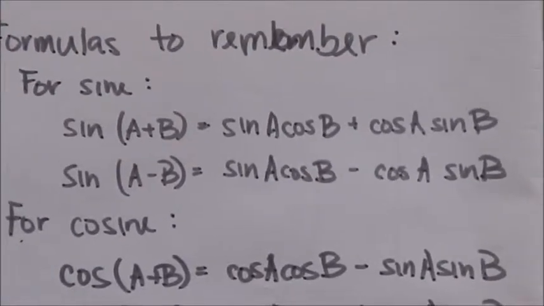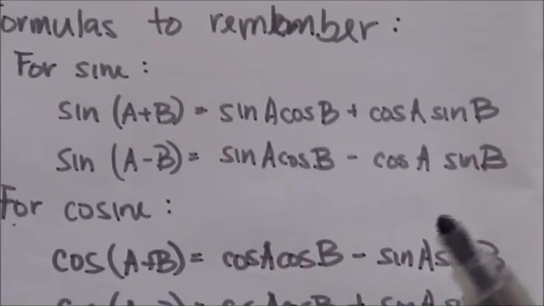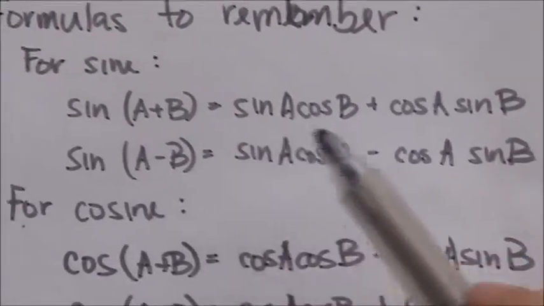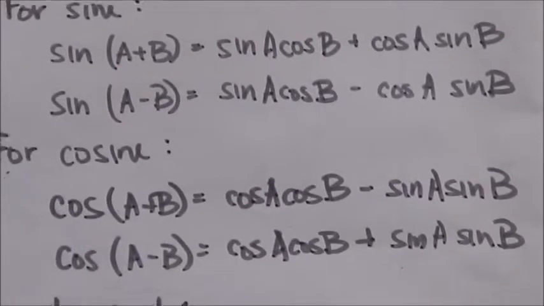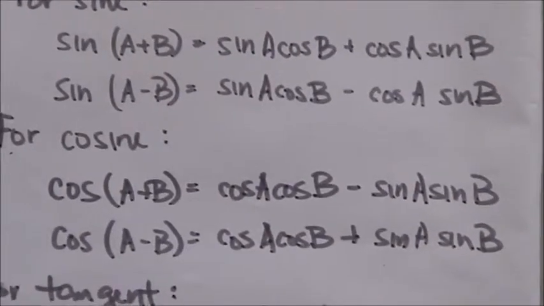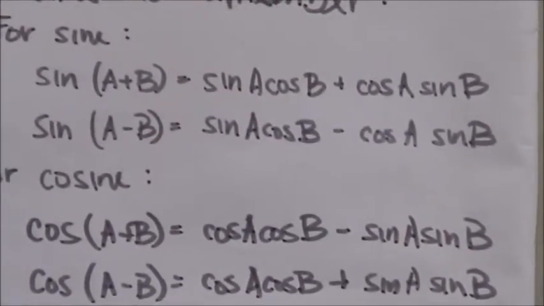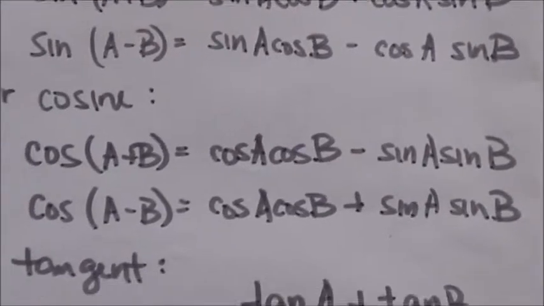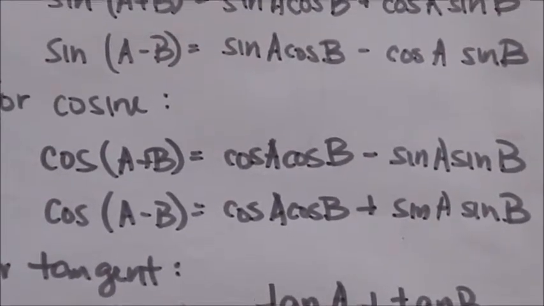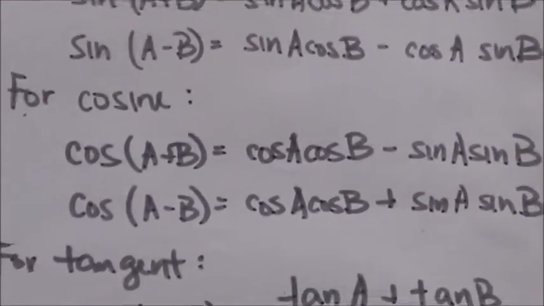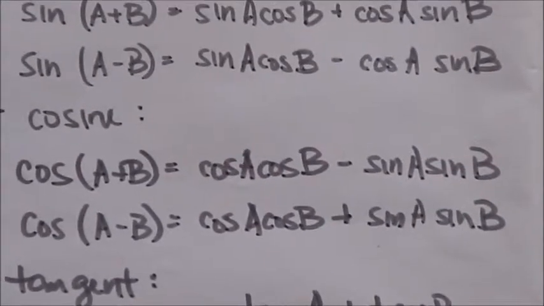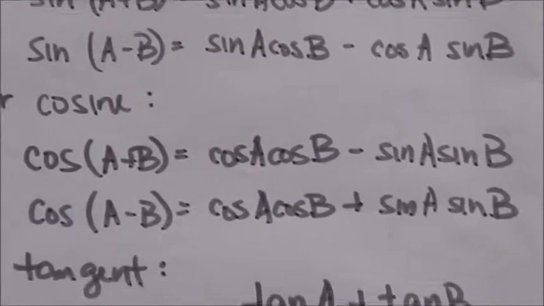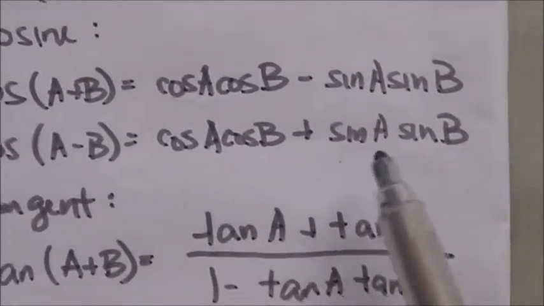An easier way to remember these formulas is to remember the acronym sin, cos, cos, sin. For cosine, we have two formulas again. Cosine A plus B is equal to cosine A cosine B minus sine A sine B. And cosine A minus B is equal to cosine A cosine B plus sine A sine B. Again, an acronym for this is cos, cos, sin, sin.